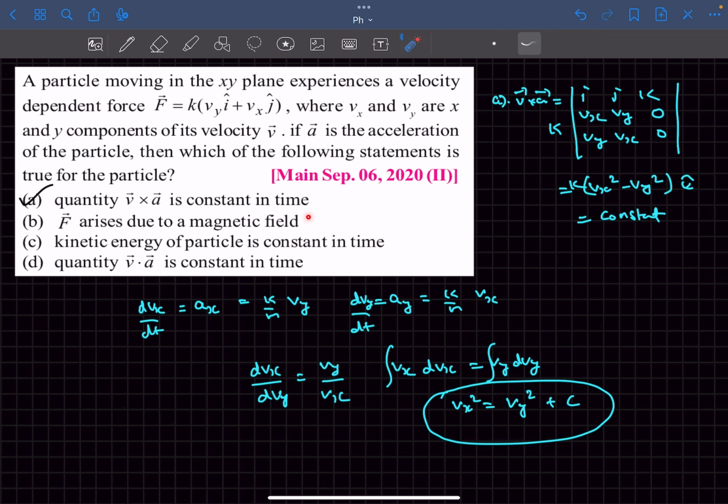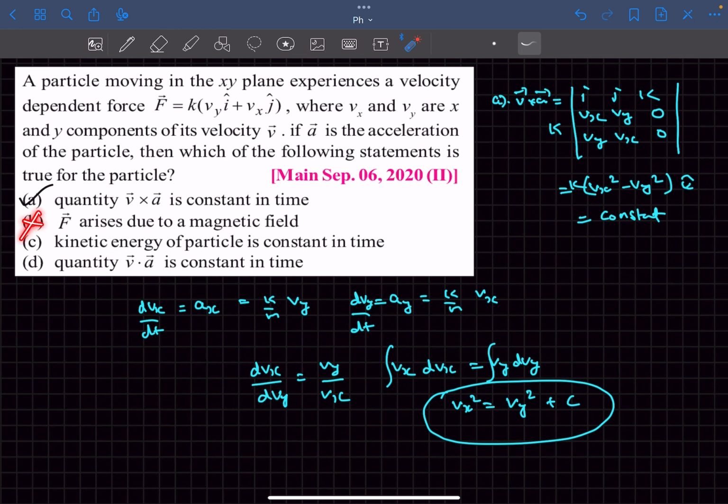Option B, that F arises due to a magnetic field, is clearly wrong, because if you try to find v dot A, this is clearly non-zero, right? It'll be vx vy plus another vx vy. So the dot product is not coming out to be 0, whereas the force that arises due to a magnetic field on a charge is actually perpendicular to the line of motion, right?